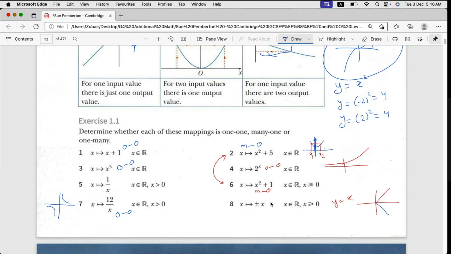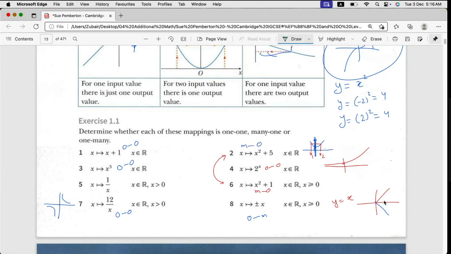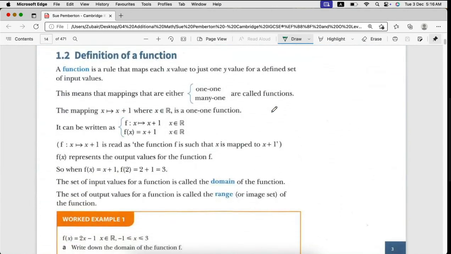I just took that as linear line. So y is equals to plus minus x. For one value of x, we are getting two values of y. This is one to many. For example, this value of x gives me two different y's.